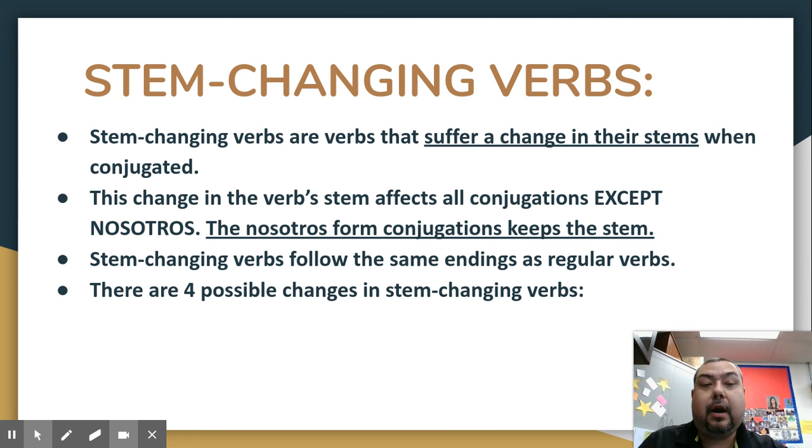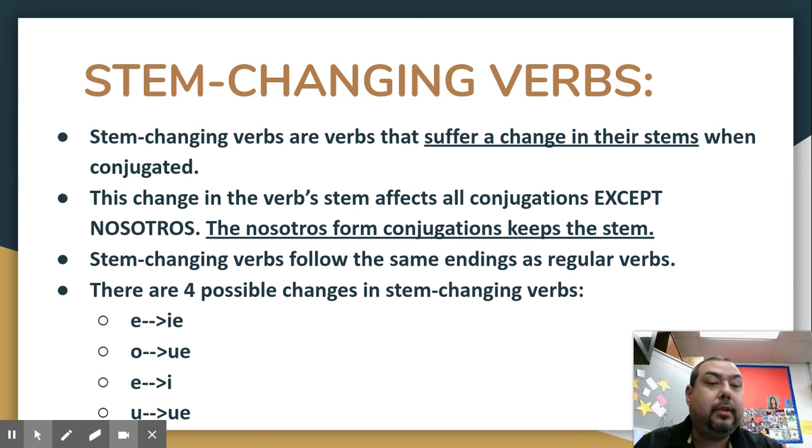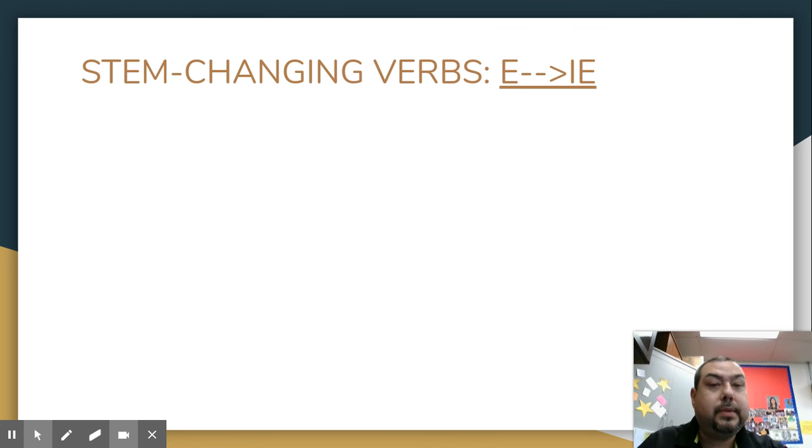And finally, there are four types of stem changing verbs. Number one are verbs that change from E to IE. The second group, verbs that change from O to UE. Third group, changes from E to I. And finally, the fourth group changes from U to UE. And let's take a look at these verbs in detail. So let's begin with the first group.